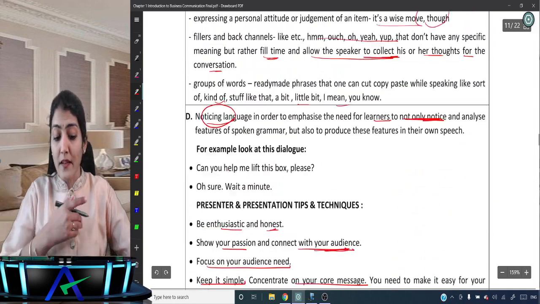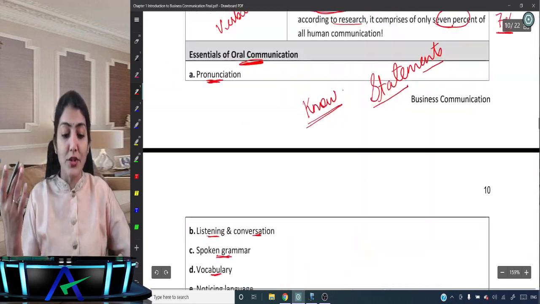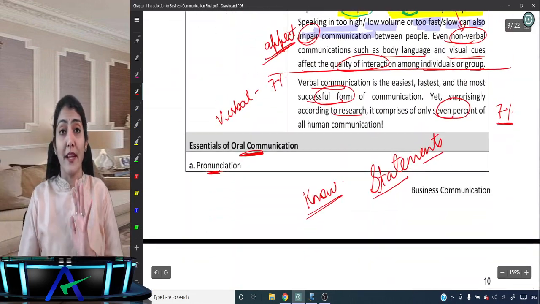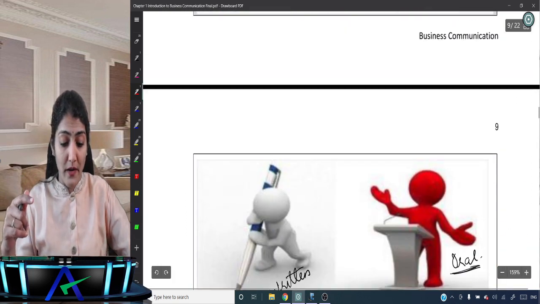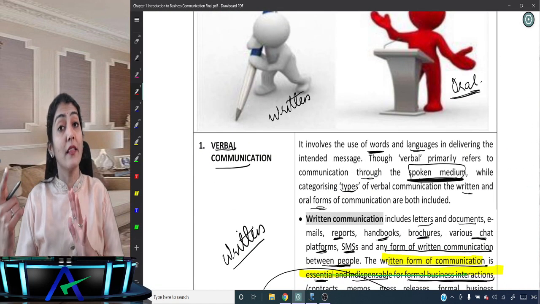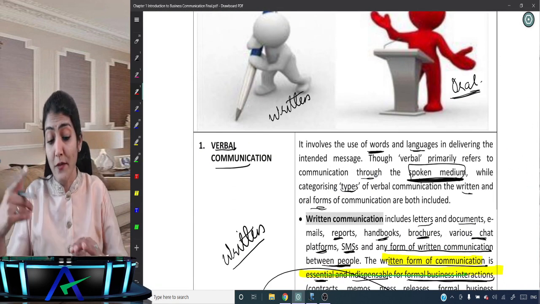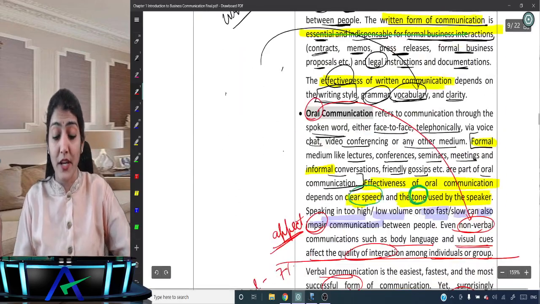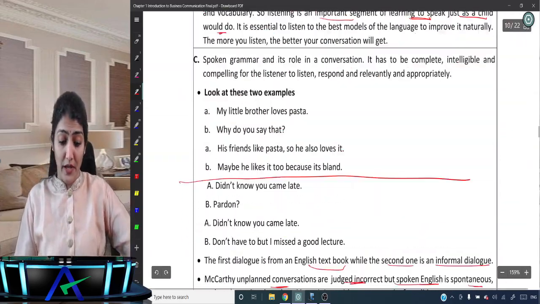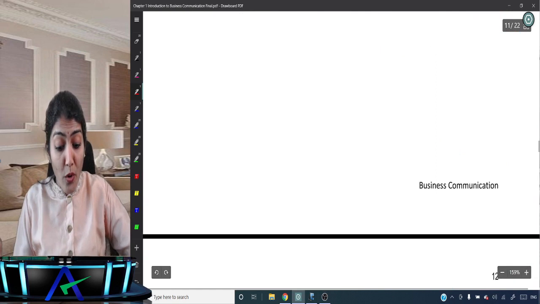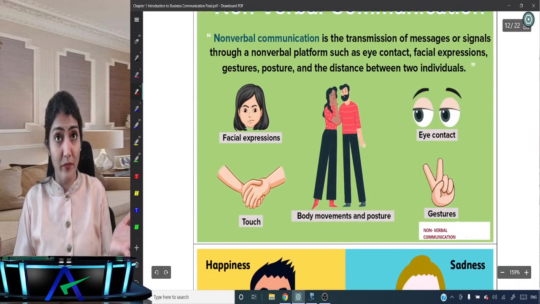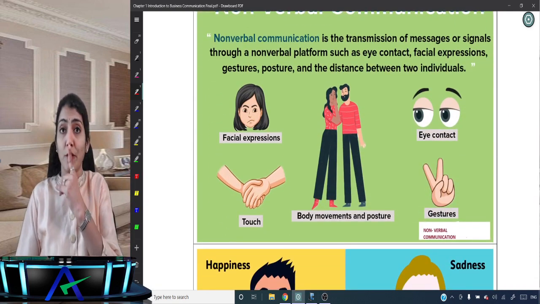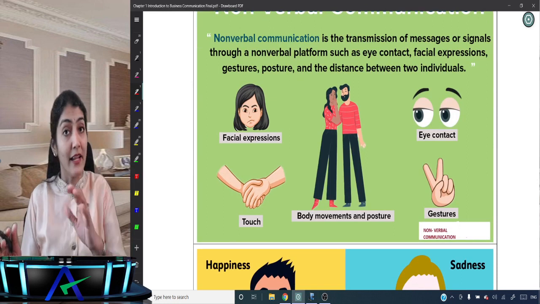Okay. Right? So this is all regarding the essentials of oral communication. What are we discussing over here? We are discussing verbal communication. Right? So we had the written communication and the oral communication. Now we come to non-verbal communication. And non-verbal means no words, no writing anything.